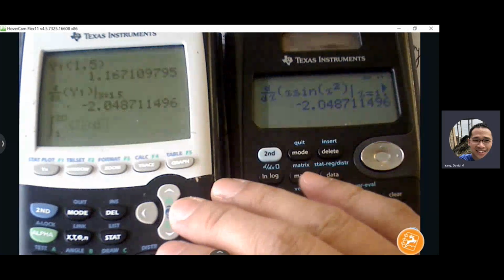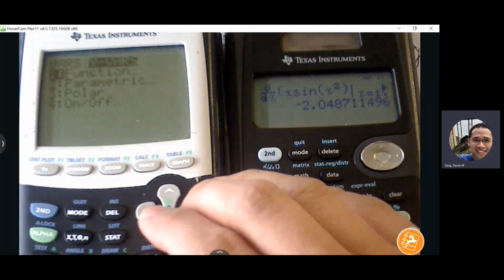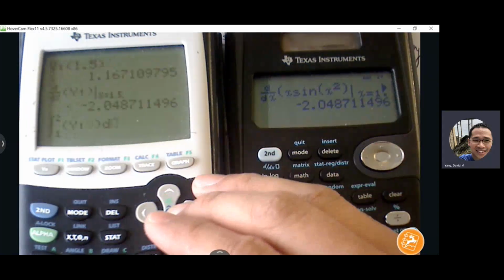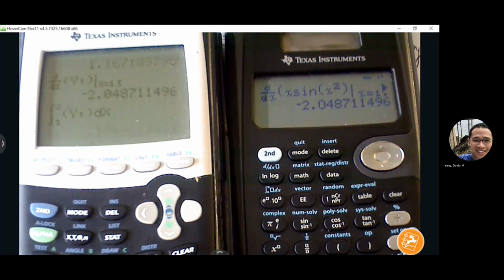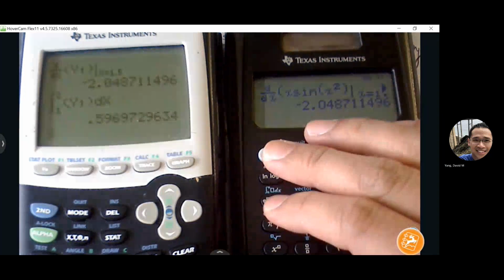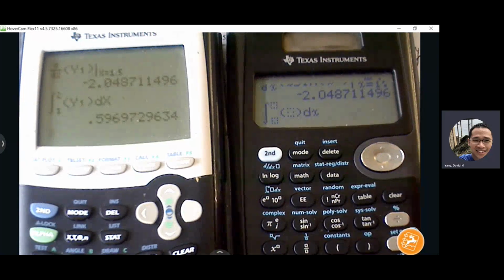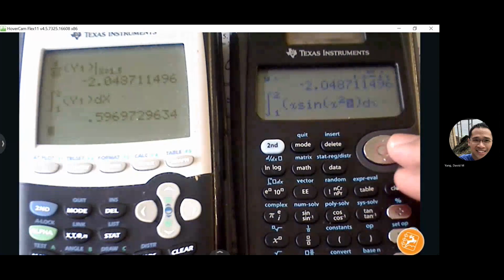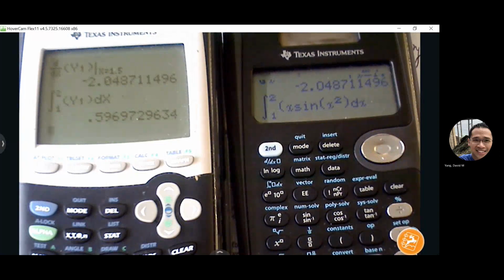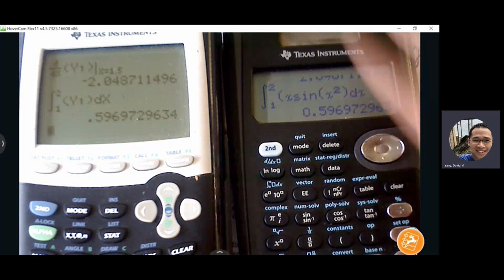Definite integral from 1 to 2. You can type in x sine x squared, but again, I like to just call the same function over and over again, and not have to type in as much. Definite integral button on the 36 Pro. So we know that between 1 and 2 seconds, it's going to move 0.59 units up.